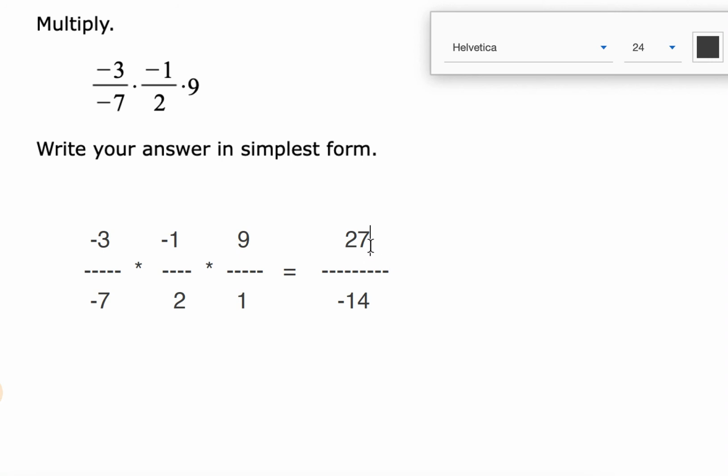Okay. If it was like 28 over negative 14, I'd divide the top and the bottom by 2 to give me 14 over 7. And then again, you could divide the top and the bottom by 7, to keep simplifying it. But this one is already in simplest form.